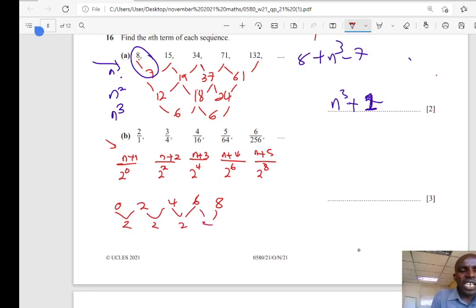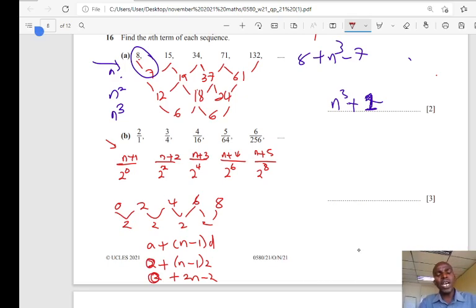So to find the sequence, you say first term a plus n minus 1 times the common difference, right? So first term is 2 plus n minus 1 times the common difference, which is 2. First term is 0, sorry. First term is 0 here, it's not 2. So it will be 0 plus n minus 1 times 2, so your answer will be 2n minus 2. That's the sequence followed by these powers.